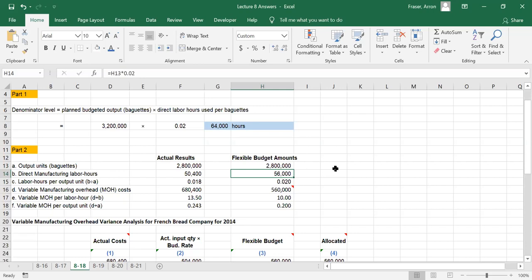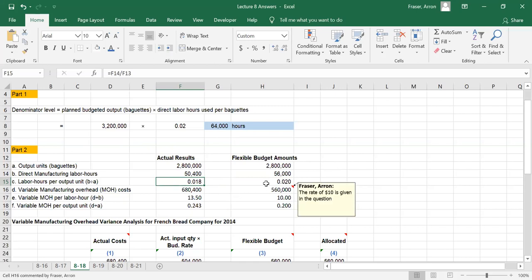So you've actually taken a shorter time than you would have expected, if we're just eyeballing it. You actually took 50,400 hours, and based on the French Bread Company standards, they should have taken 56,000 hours. Right, this works out by itself. Now if we look at labor hours per output unit, which is B divided by A, it's the direct manufacturing hours you have taken, 50,400, divided by the number of output baguettes. You actually get 0.018 hours per baguette, which is lower than the 0.02 standard.